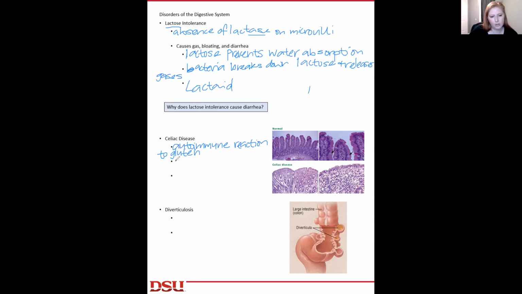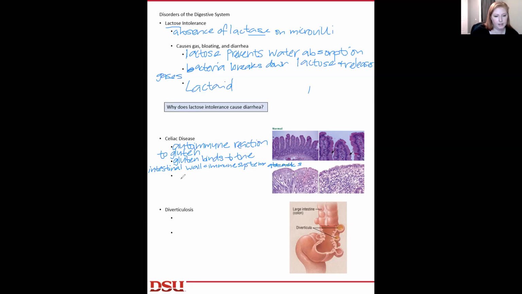So what happens is the gluten binds to the intestinal wall. And that means the immune system attacks it. Immune system, I'm going to write right over the top of this, okay? Immune system attacks. On the top, you can see what it should look like normally, and you can see the very pronounced difference between a normal digestive tract here versus what happens with celiac disease.